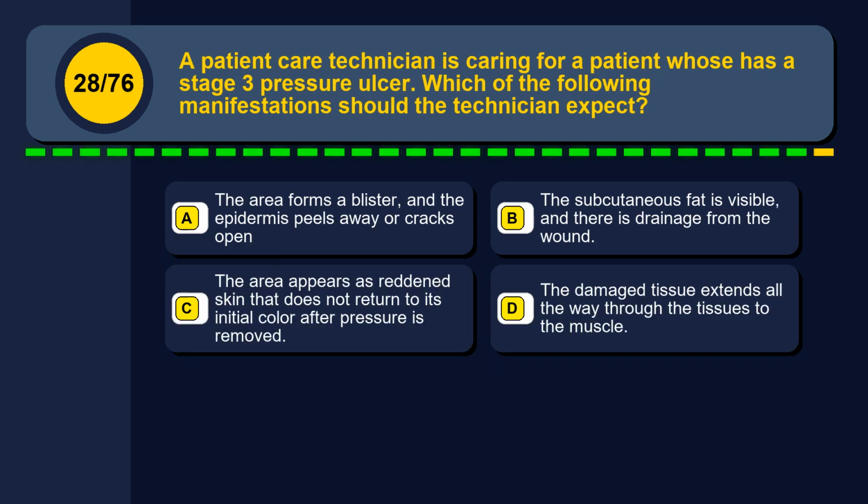Question 28. A patient care technician is caring for a patient who has a stage 3 pressure ulcer. Which of the following manifestations should the technician expect? Option A. The area forms a blister, and the epidermis peels away or cracks open. Option B. The subcutaneous fat is visible, and there is drainage from the wound. Option C. The area appears as reddened skin that does not return to its initial color after pressure is removed. Option D. The damaged tissue extends all the way through the tissues to the muscle.